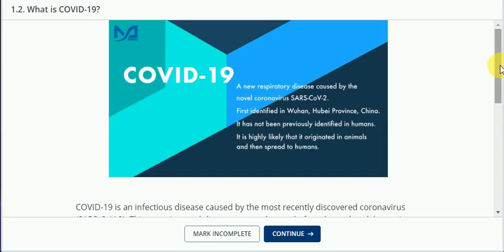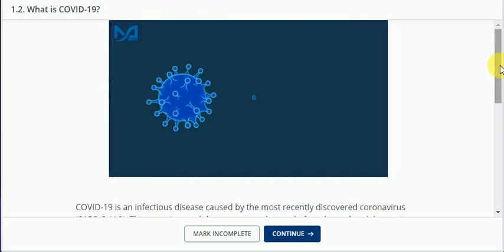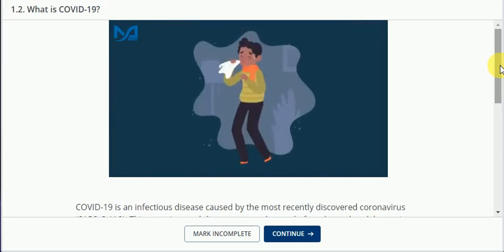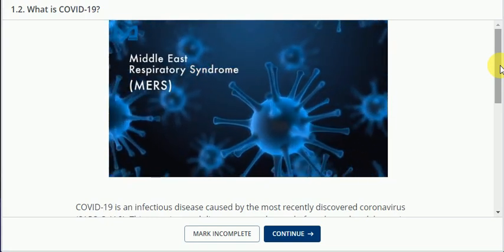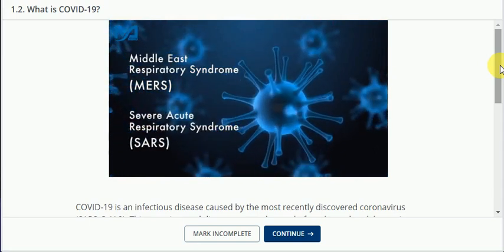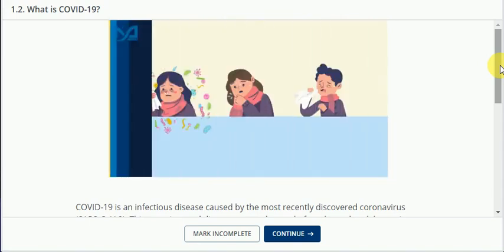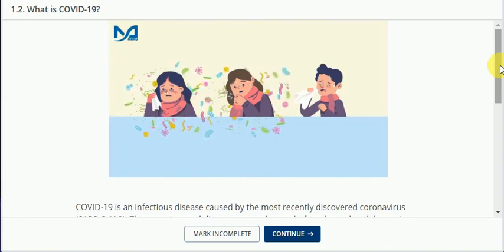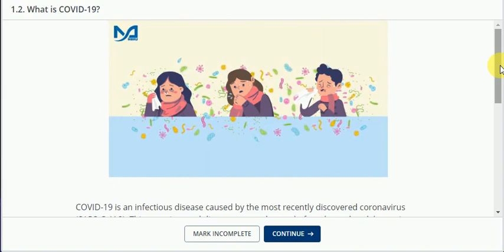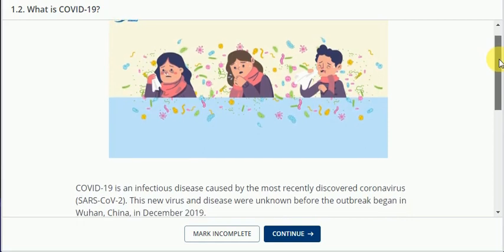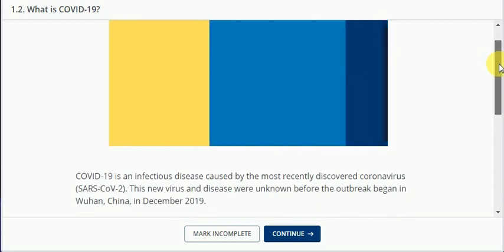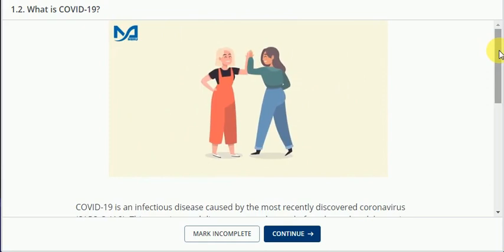Coronaviruses are a large family of viruses that cause illness ranging from the common cold to more severe diseases such as the Middle East Respiratory Syndrome (MERS) and severe acute respiratory syndrome (SARS). This new coronavirus is spread from one person to another primarily through respiratory droplets generated when an infected person coughs or sneezes. According to recent reports, it may be possible that people infected with the novel coronavirus can spread the virus even before showing significant symptoms.